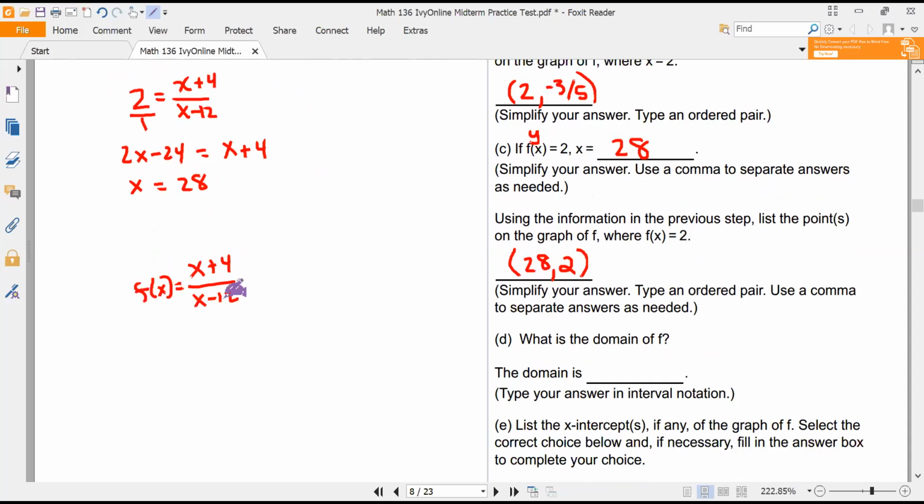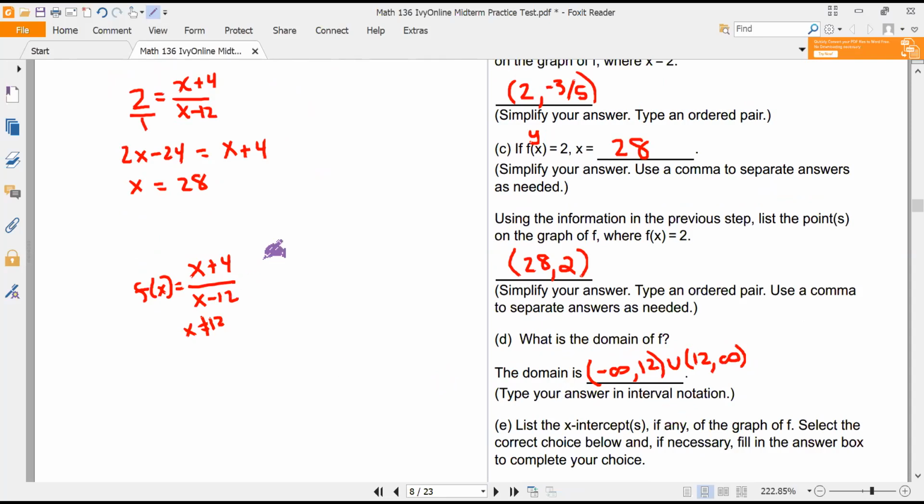It has an undefined value when x equals 12. That's when the domain is not going to exist. So this would be, in interval notation, everything but 12. So when we write that, we say negative infinity to the left of 12. That's why we don't use a bracket. We're not including 12. And then from 12, again not including, to infinity.